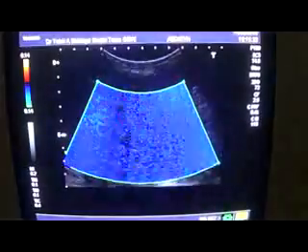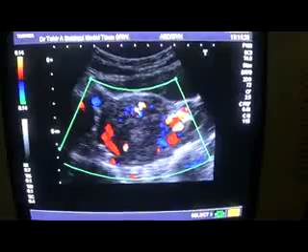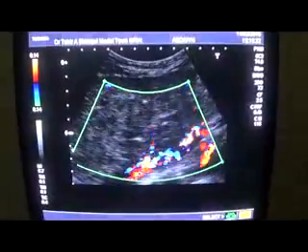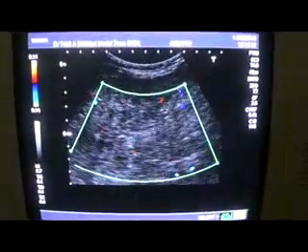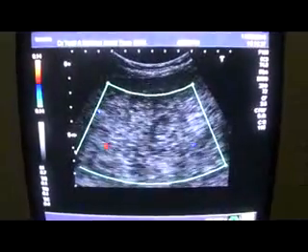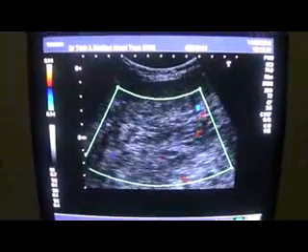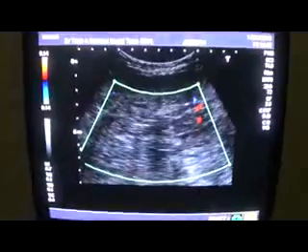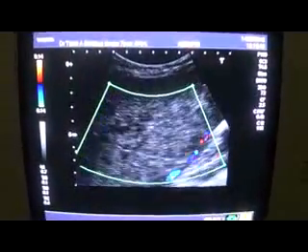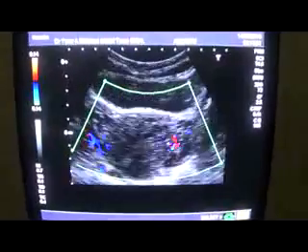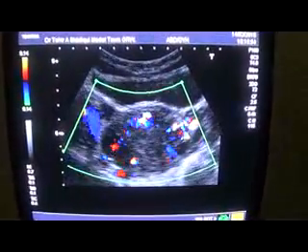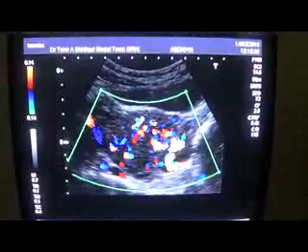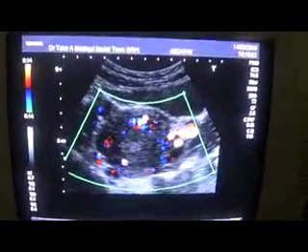When I move the probe, I am just moving the probe upwards towards the neck of the patient, and here we see a mass. There are a few vessels seen, definitely, arteries as well as veins. So these are dilated paraesophageal vessels because of the mass pressure in the pelvic region.